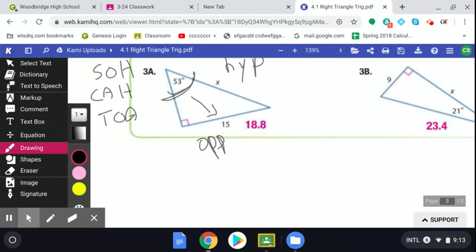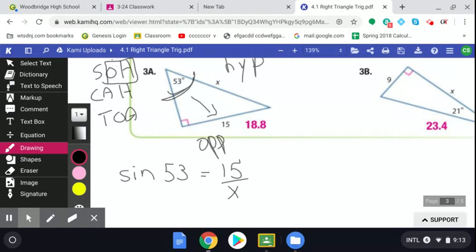So in this case, I have O and H. I have this 2. So you're going to have to use sine. So sine of the angle, you always have to list the angle, 53 degrees, is going to be equal to opposite, which is 15, over hypotenuse, which is x.